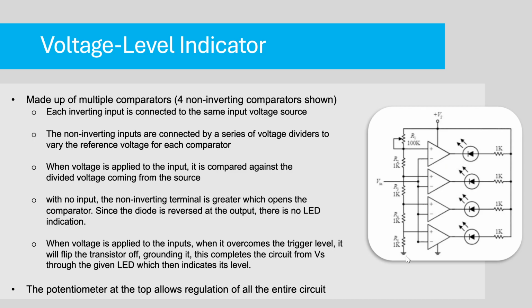With a bunch of voltage dividers, as it goes down, it'd be divided more and more and more. So this last one would have the least amount of voltage being supplied to the positive input. It would take the least amount of voltage applied to the input to basically turn it on and complete that circuit. That's why this would be the low or first stage, second stage, third stage, fourth stage, or full battery, something like that. When voltage is applied to the input, it is compared against the divided voltage from the source, and that's what completes the circuit if it's greater.